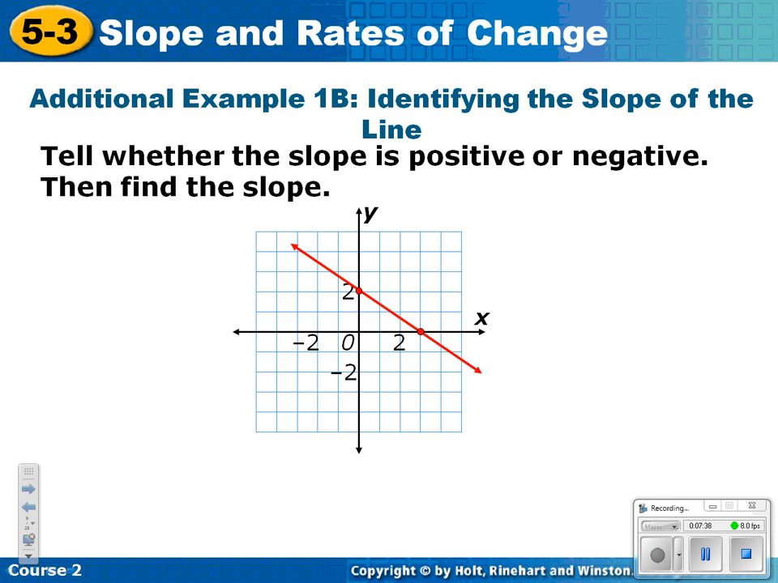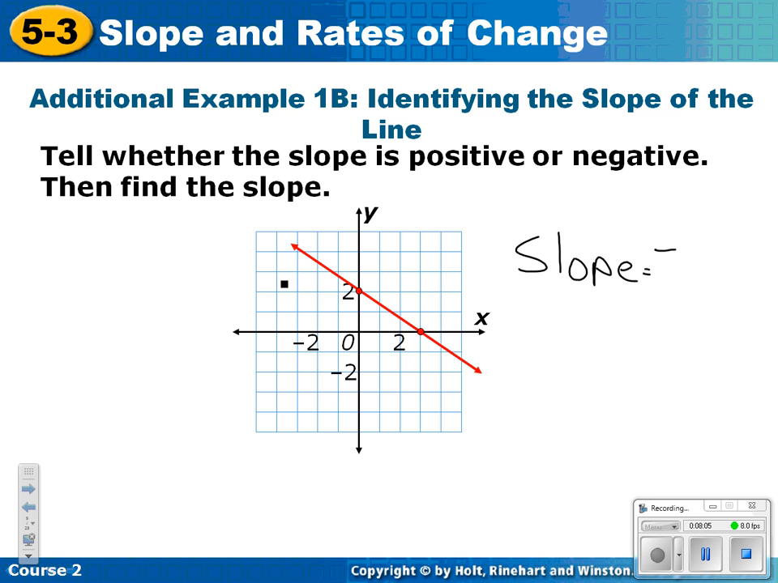First of all, positive or negative? It's negative because when you read it like a book, left to right, it goes down. So my slope is going to be negative. So I'm going to put a negative symbol just to begin with. It's negative.